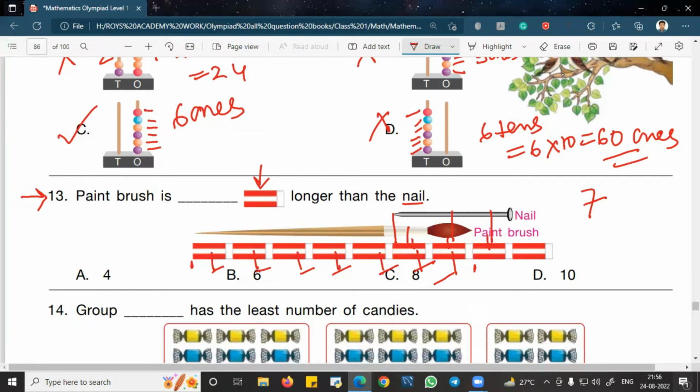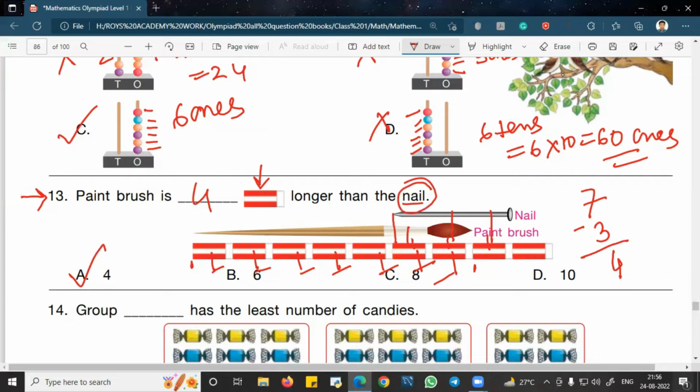So now if we compare these two, we just subtract the values. So we are getting 4. So 4 will be the result of this length. So in question number 13, 4 will be the right answer. That means the paintbrush is 4 erasers longer than the nail. Okay, so this is the answer.